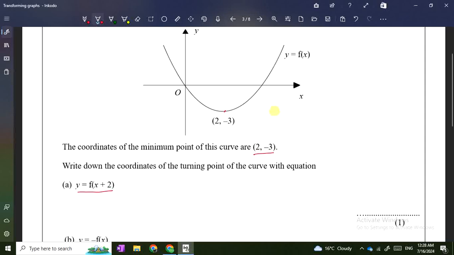So the given function is y equals f of x, and the new function is y equals f of x plus 2. You can see there is a change inside the function, an addition of 2 inside the function, so you have to take away 2 from the x coordinate. So the x coordinate is 2. If you take away 2, and we keep the y coordinate as it is, 2 take away 2 is 0, so 0 and minus 3 are the coordinates of this new function.